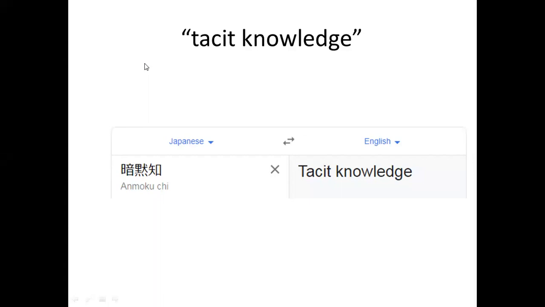Tacit knowledge moves. Those are not in the words, those are not in the books. Some say the Japanese publish everything they know in the regions. No such thing. The Japanese keep the tacit knowledge within their culture.